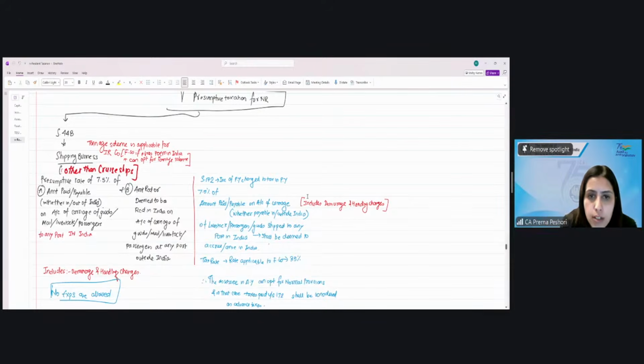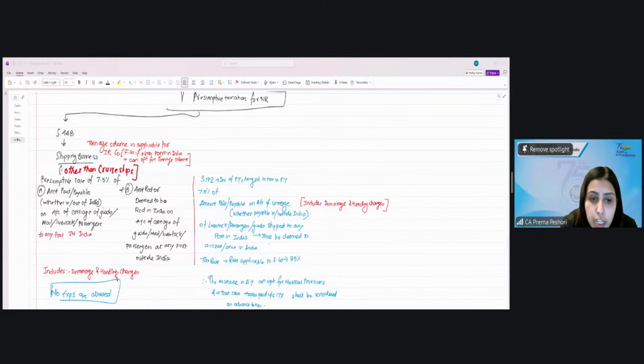It will be 7.5% of the amount paid or payable in respect of the carriage, right? In respect of any carriage shipped at any port in India, that shall be deemed to be income accruing or arising in India. And the tax rate in this case shall be that applicable to a foreign company. Even if the shipping entity is a partnership firm, an AOP, a BOI, or carried out in an individual name, whatever it is, the tax rate will be that of the foreign company.